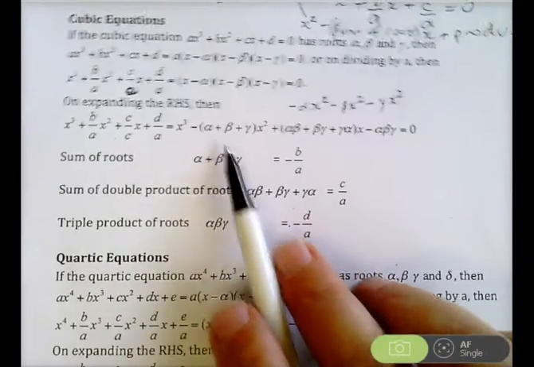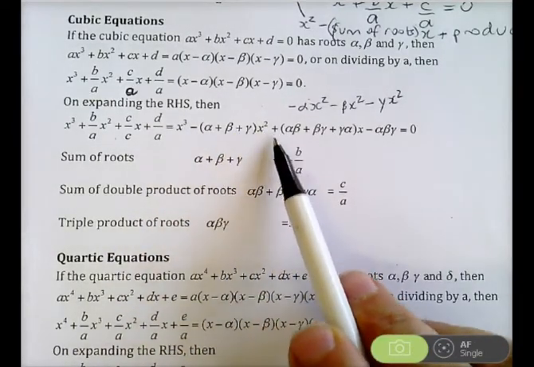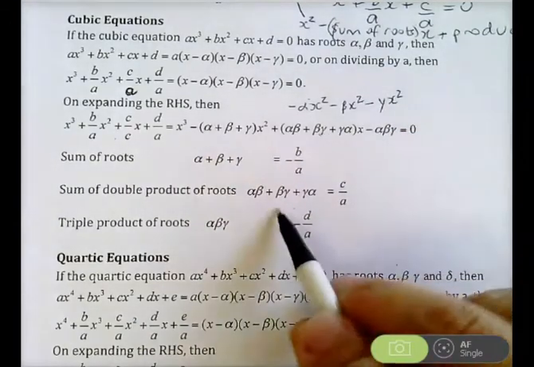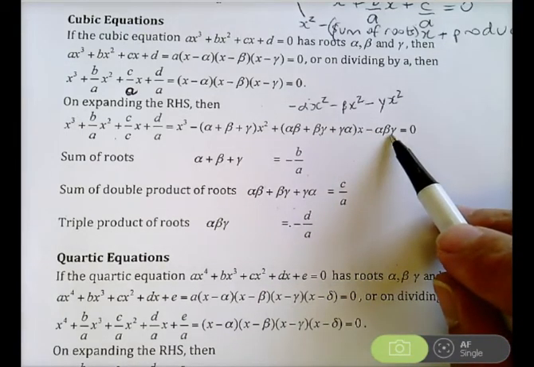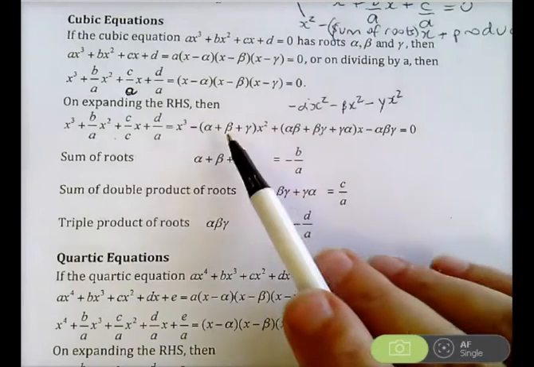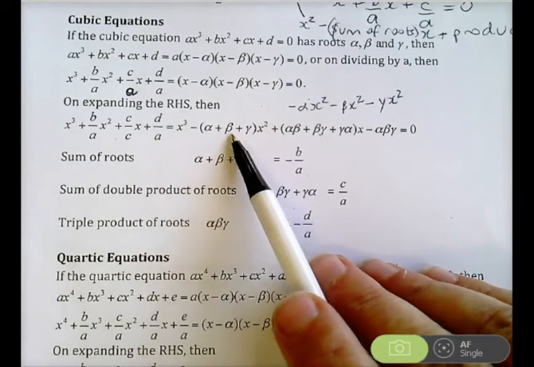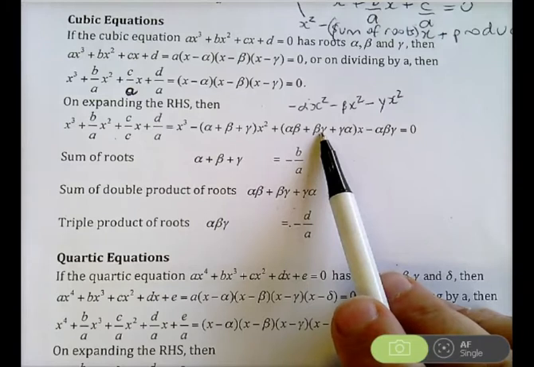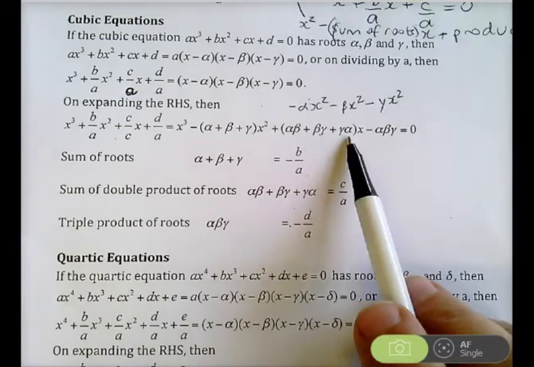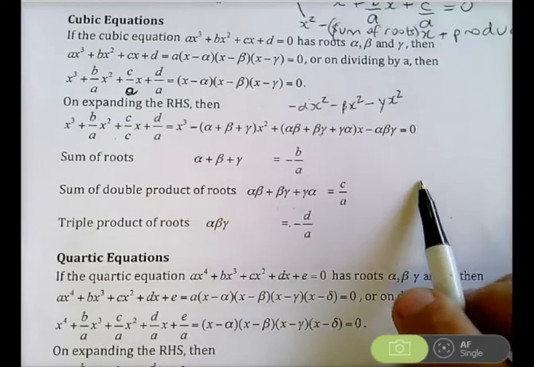But what do we notice here? That we've got x cubed minus sum of roots times x squared plus, sorry, sum of roots one at a time. If it's sum of roots one at a time, they just say sum of roots, okay? This is sum of roots two at a time, or double product of roots, times x, minus triple product of roots, or just product of roots. Are we okay with that?